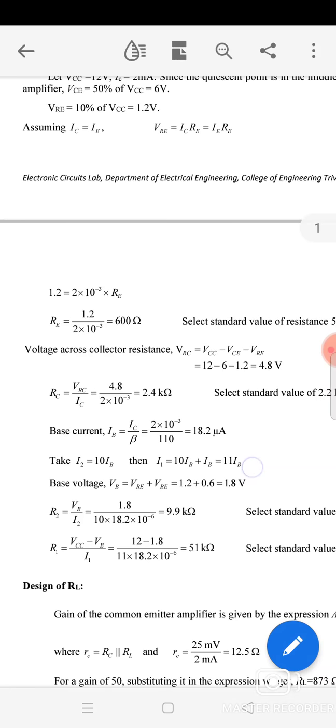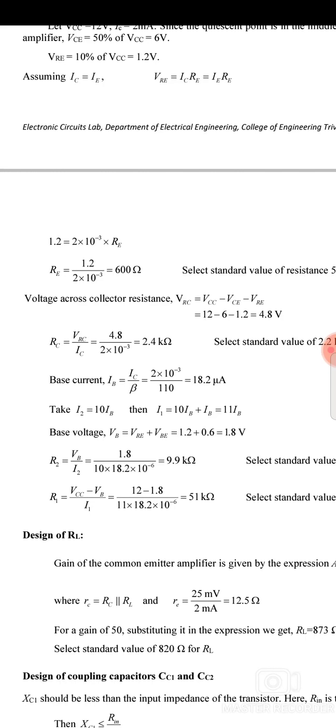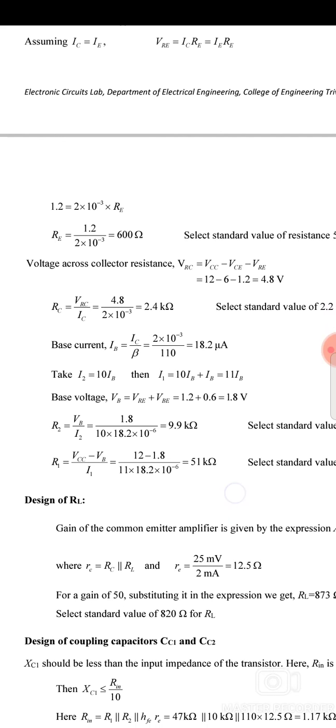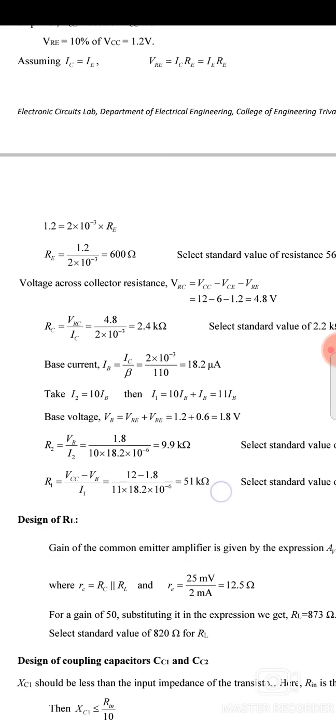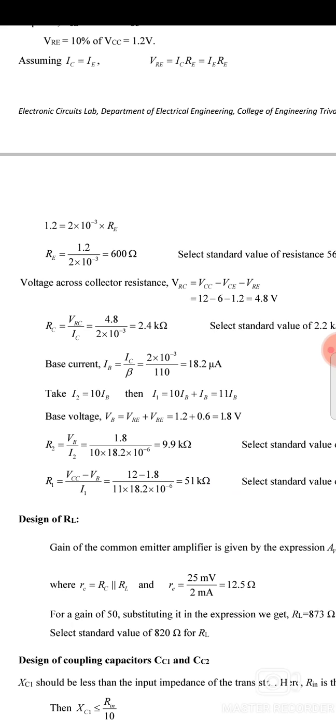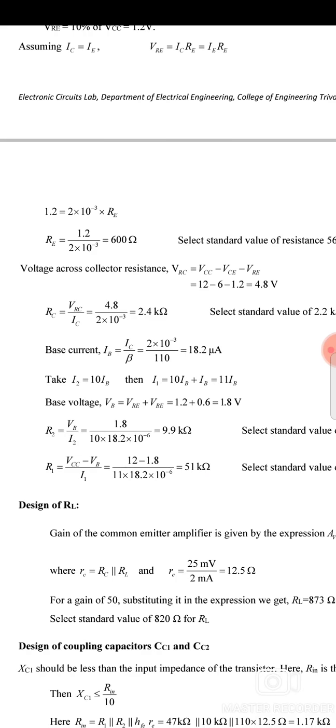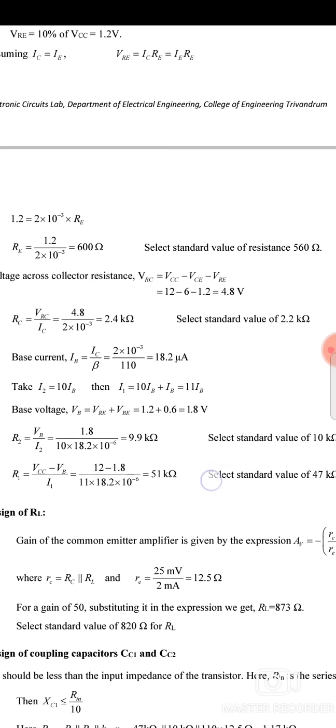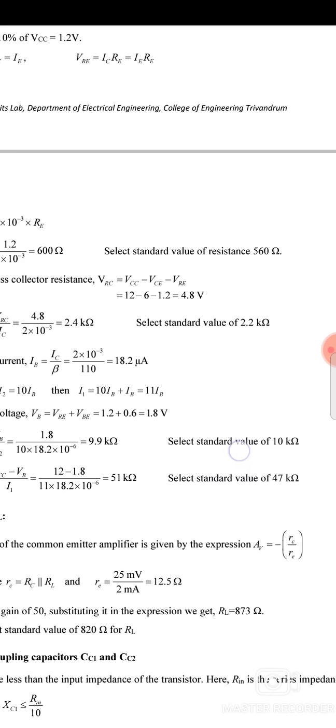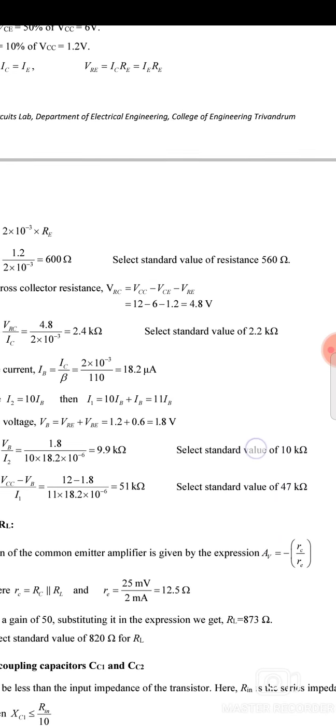Next, from those values we can find the RC value. R is equal to V by I. But here R is the collector terminal resistor. So RC is equal to VRC by IC. The collector terminal current is considered IC. So 4.8 by 2 into 10 power of minus 3 is equal to 2.4 kilo ohms. But the selected standard value is 2.2 kilo ohms.